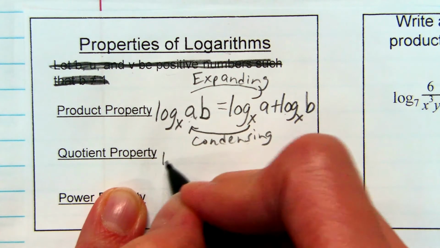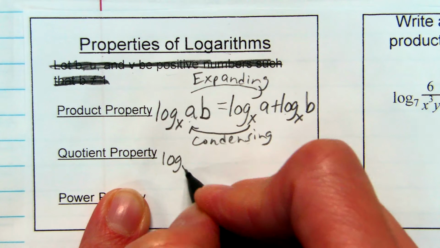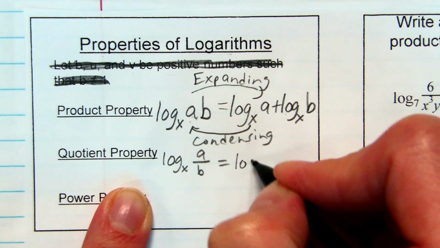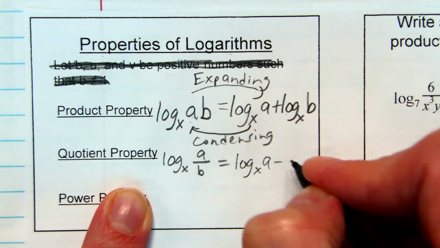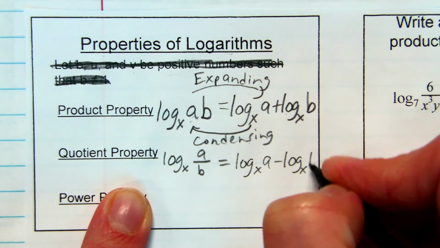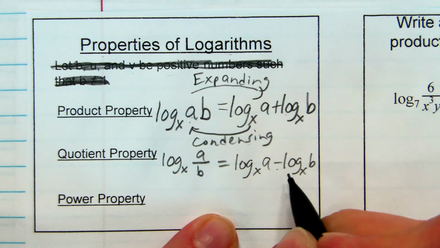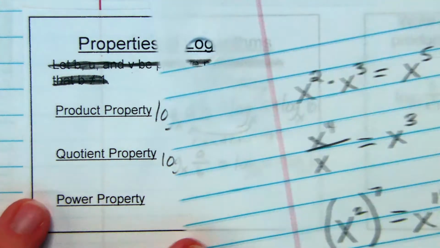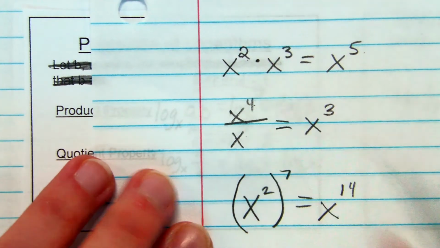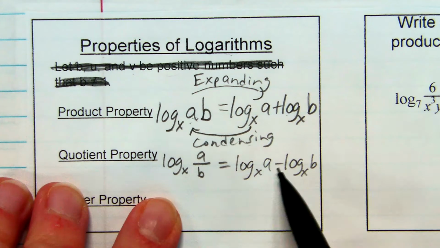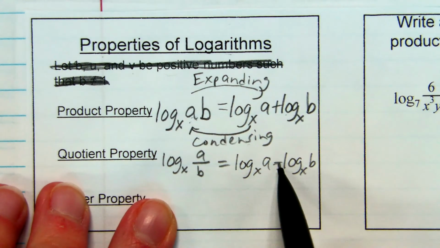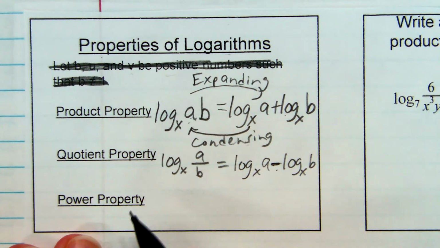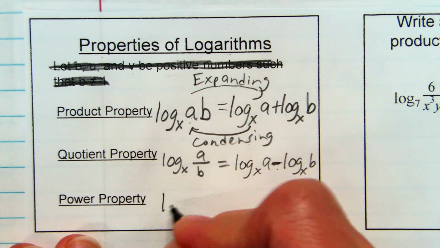If I have log base x of a over b, then you can take log base x of a minus log base x of b. The subtraction has to do with what you do with the powers when you're dividing, like what we did over here with the x to the fourth and the x. We subtracted the powers. Remember, this is just a different way to write the powers, so that's where that subtraction is coming from. And then the power property is a really cool one that gets used a lot.